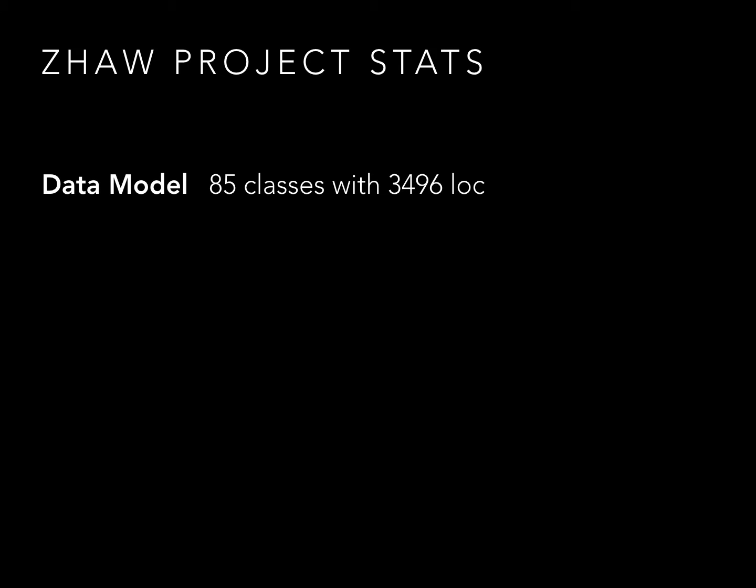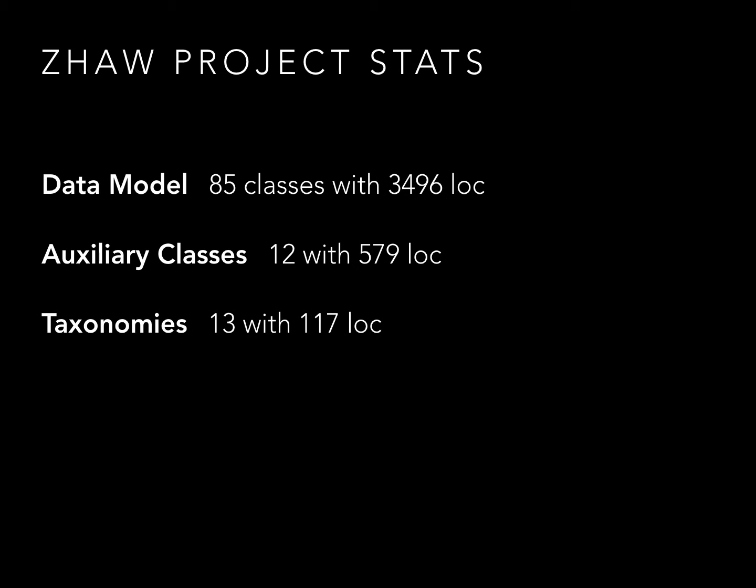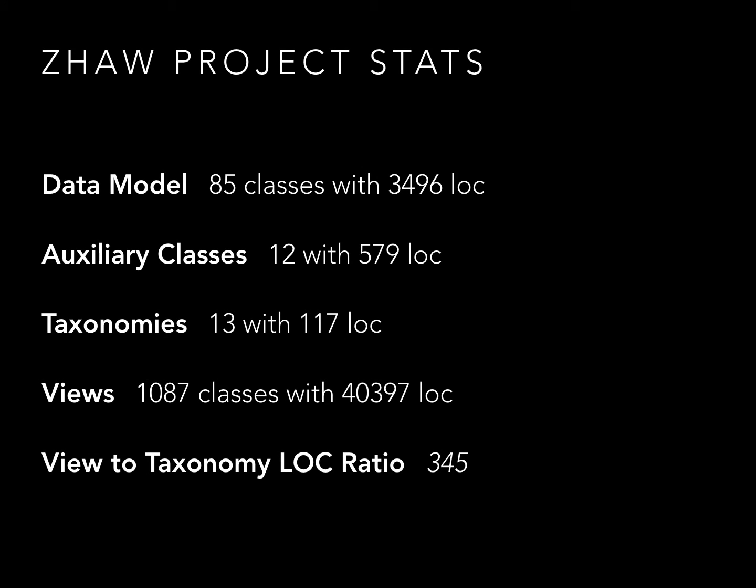This particular project has a data model consisting of 85 classes with 3,496 lines of code, and 12 auxiliary classes with 579 lines of code. The views for the front-end interactions are defined in 13 taxonomies with a very humble 117 lines of code, and the resulting views consist of a breathtaking 1,087 classes and a staggering 40,397 lines of code. The really impressive stat, though, is the view to taxonomy ratio, which clocks in at 345. In other words, one line of inflection code, in this case, is saving you 345 lines of Java code.